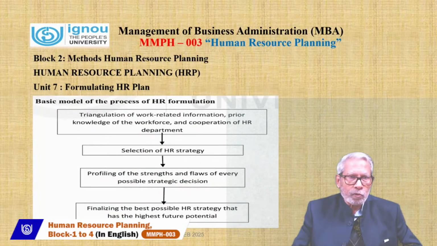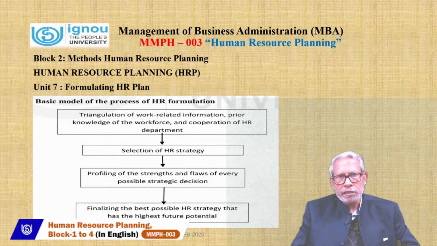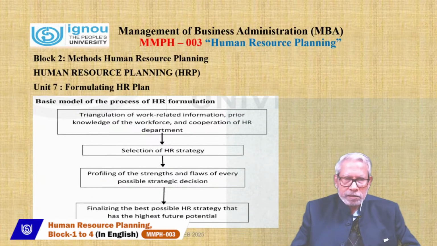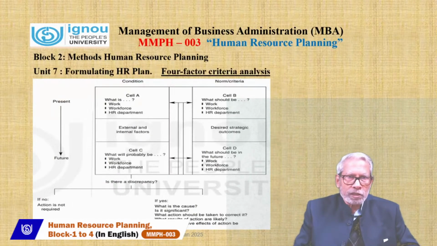Then some sort of models are there. Here is given the diagram of how to formulate things. First, it will be related to your information, prior knowledge, work, and after that it will be your selection. You have to select the HR strategy, and when you select the strategy, then you go further for profiling the strengths and flaws of every possible strategic decision. Then finally, you have to adopt the best possible HR strategy, the highest feature. So these are some of the processes given for how to formulate things.